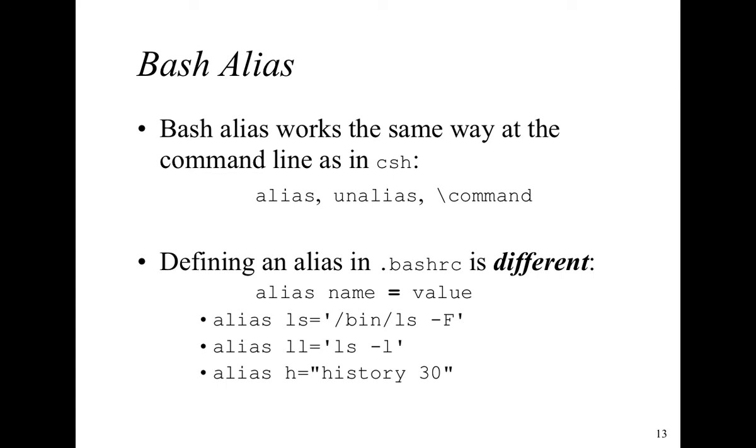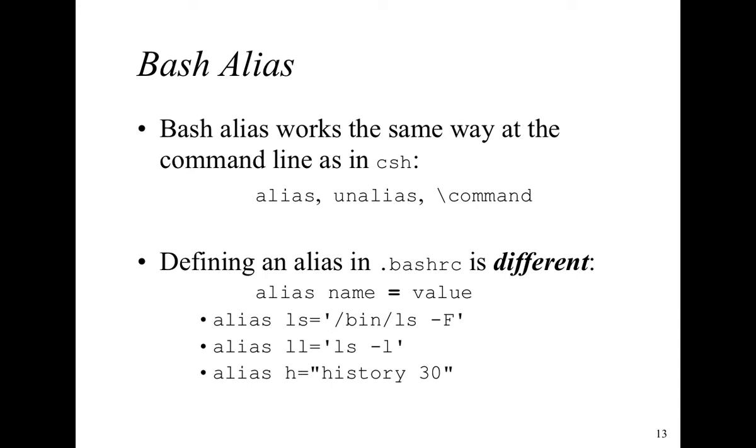So bash alias. I remember I was in C shell. If I go back to bash, I'm not going to do it, but if I go back to bash, it works the same way as the commands in the C shell that I was just in a few minutes ago. So alias, unalias, and command works. But defining an alias in the .bashrc is different. So we take different syntax to it.